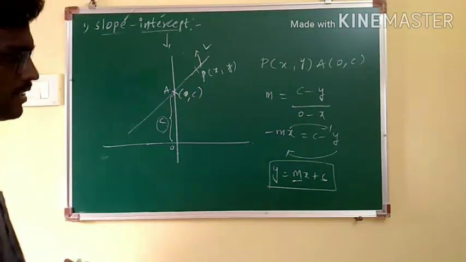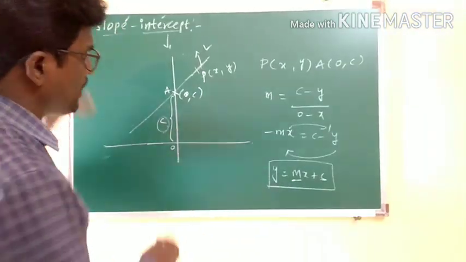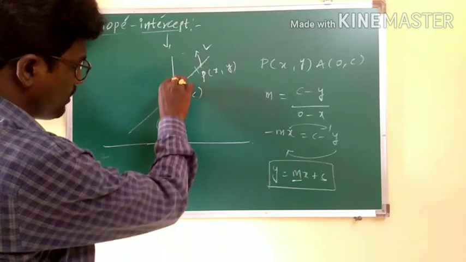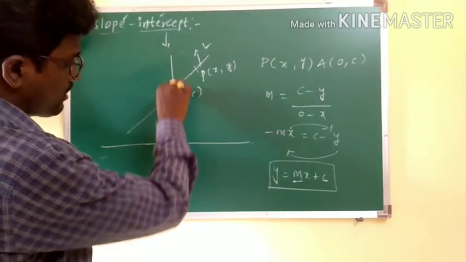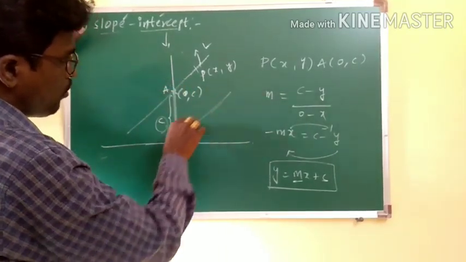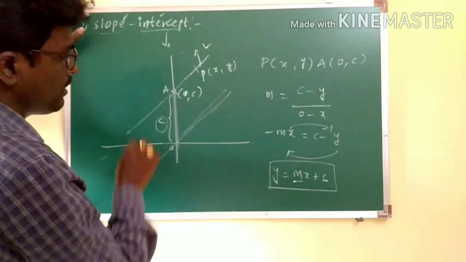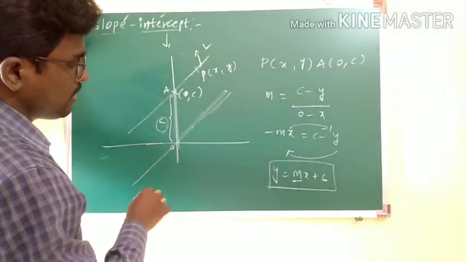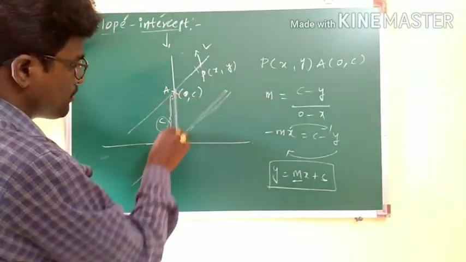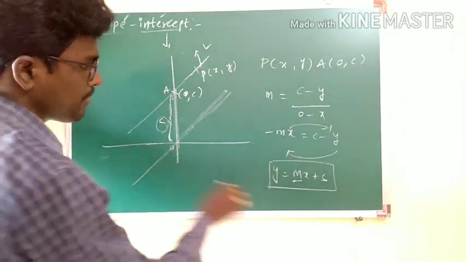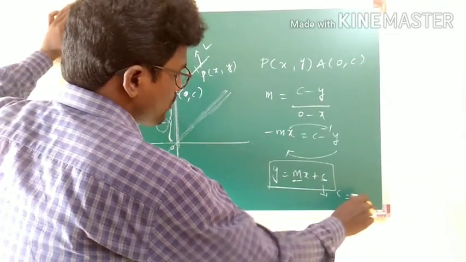What happens as a subcondition? What happens if this line is passing through the origin? If this line is passing through the origin, what will be the line equation? Definitely, when the line is passing through the origin, you are not finding any y-intercept. The y-intercept is going to be 0. That is, c is equal to 0.